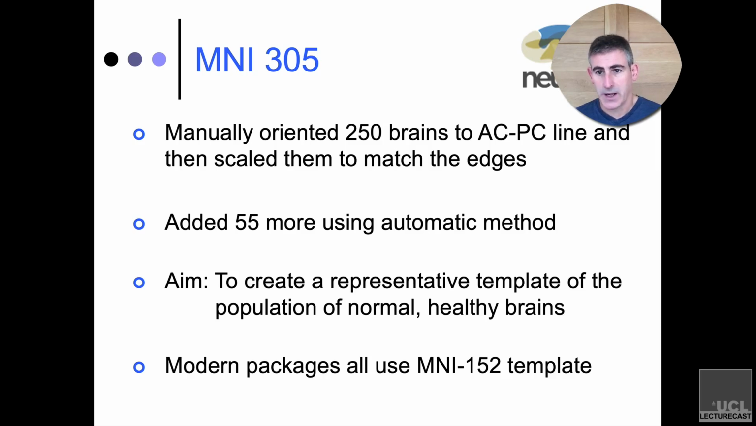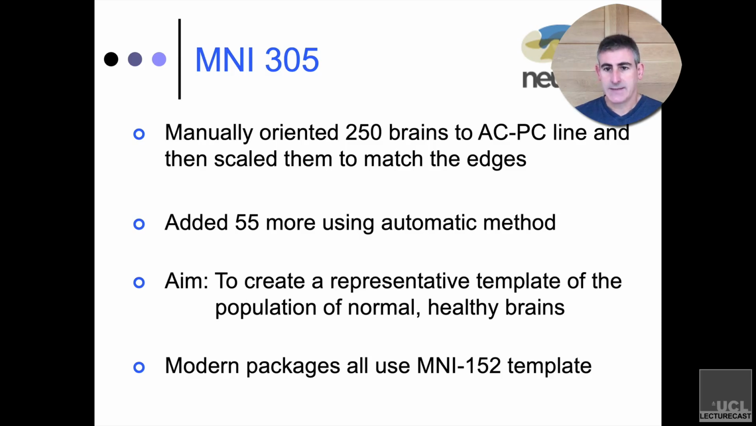There were no kids. They were not anybody with neurological disease, stroke or dementia, anything along those lines. But the aim there was to create this representative template of a population of normal healthy brains. And they achieved this. This was a significant step forward in neuroimaging because it provides a reference that's, I'm not going to say completely unbiased because there are some biases there, but it is far, far better than that single one hemisphere from one 60-year-old alcoholic French woman, which is what Talairach and Tournoux used.